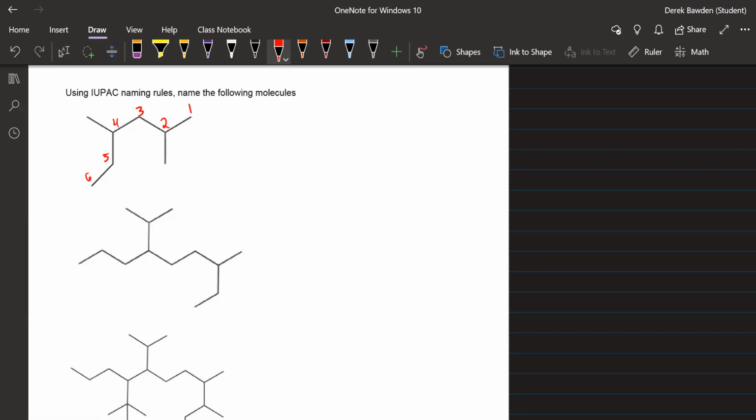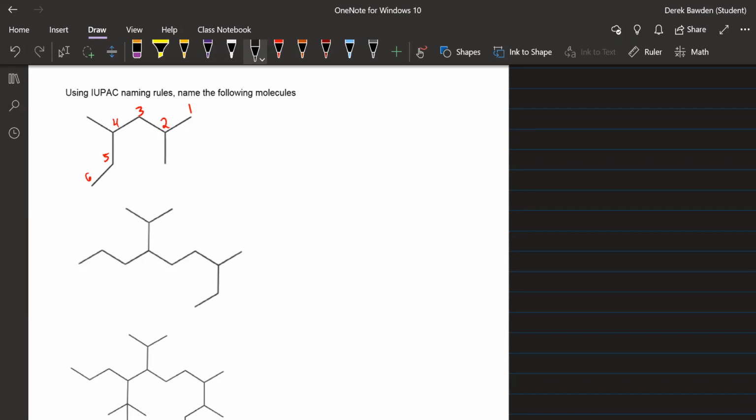Why did we number right to left instead of left to right? Because the first branch, I guess, is the one to the right, which is 2. Perfect. So we want our substituents, is the word you were looking for, at our lowest numbers possible. So here we have substituents at 2 and 4. If we were to number it the other way, they'd be at 3 and 5. So we want to number this way because they're at lower numbers.